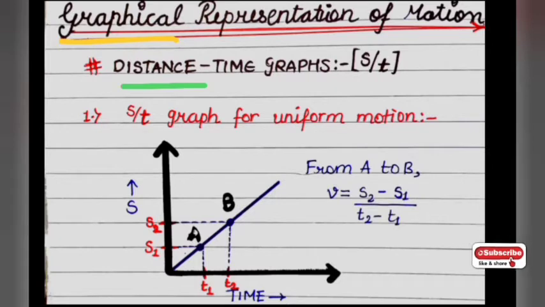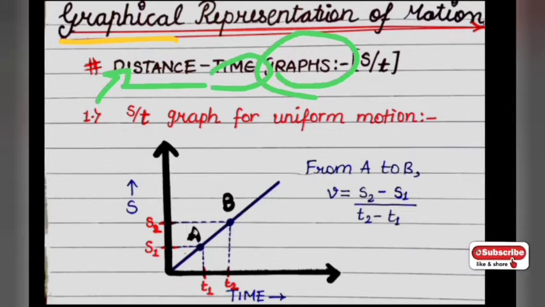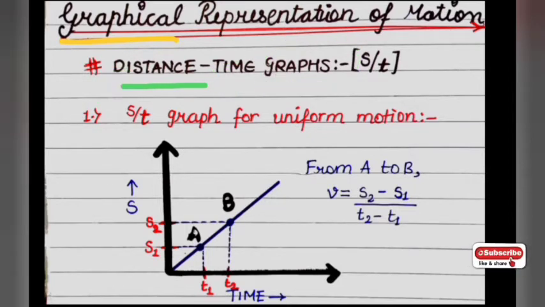Distance-time graphs. What are distance-time graphs? A graph which denotes the change in the position of an object with time is called a distance-time graph. I hope this definition is completely clear. Write it down in your notebooks. And now we are going to study the first graph, that is the S-T graph.